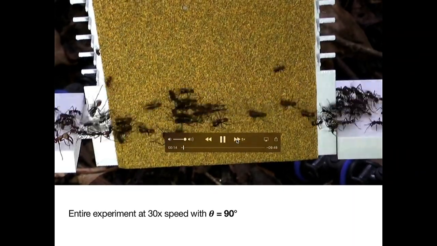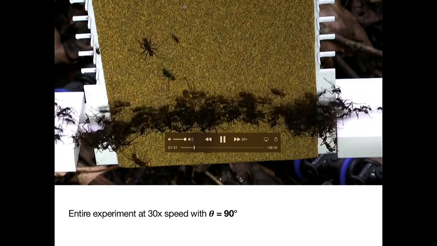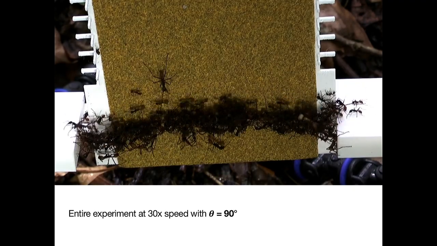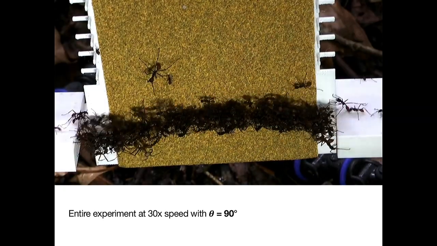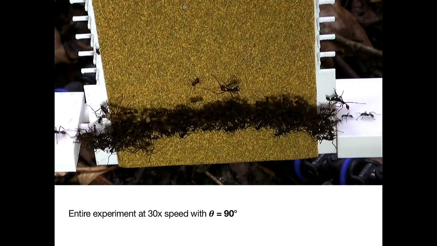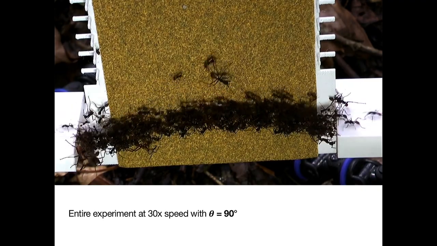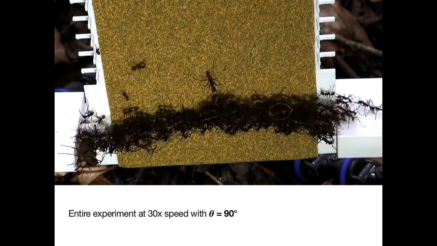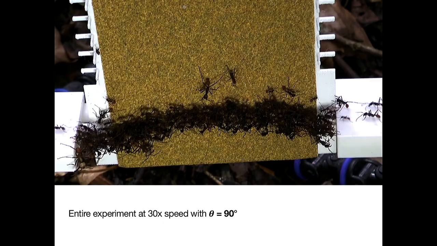Cool. So here's another experiment. This one's sped up a bit. This is now an entire 10-minute experiment at 30 times speed. So you can see how quickly this really quite robust structure forms. And when you see these things sped up, it really inspires, at least me, to think about different applications of this system, different types of analogies.